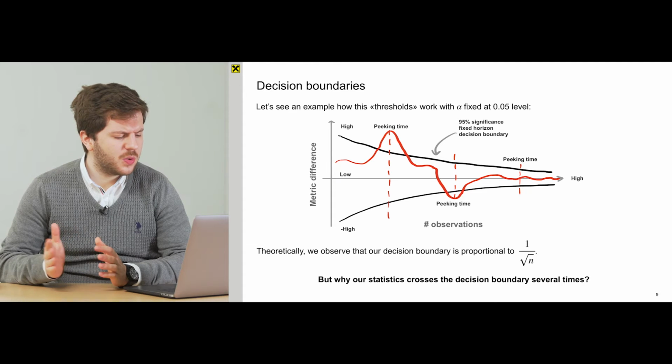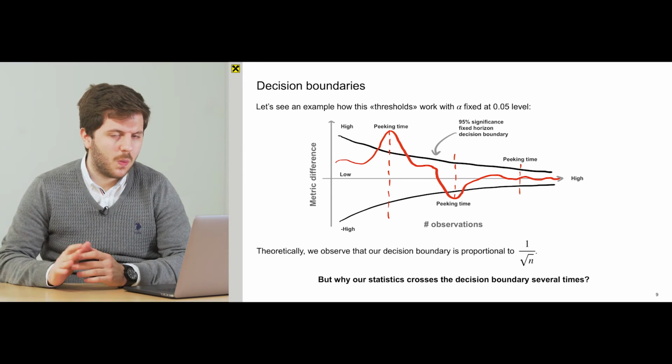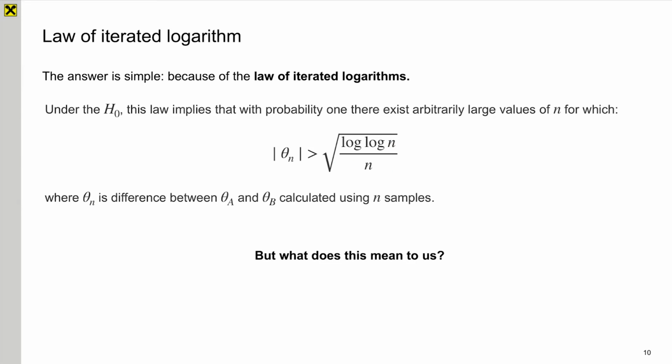So why does our statistic cross the decision boundary several times? Why does it happen? There is such a thing as the law of iterated logarithm that says that under the null hypothesis, with probability 1, our statistic or our effect will cross the decision boundary because it's proportional to the square root of log log n divided by n, which is asymptotically bigger than 1 divided by the square root of n.